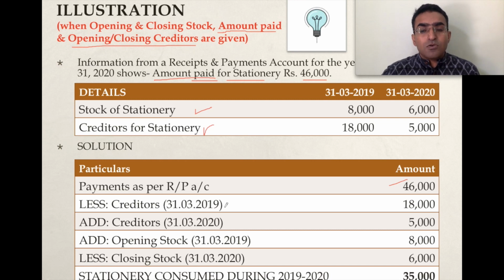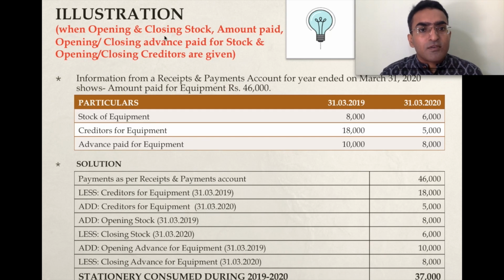Clear? So previous year outstanding we reduced. Current year outstanding we are going to add here because it relates to the current year. Similarly, now the opening stock, same two topics. Opening stock is 8,000. Reduce the closing stock and you will get the value here, that is 35,000. Now see, in this very same situation, if we add on two more pieces of information, that will be the other thing which you need to see.